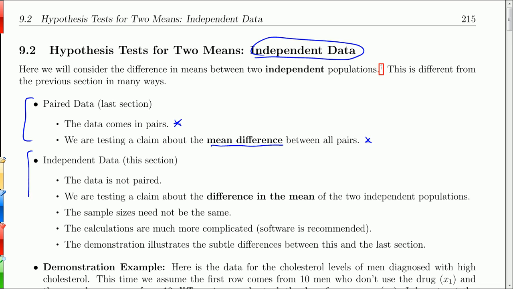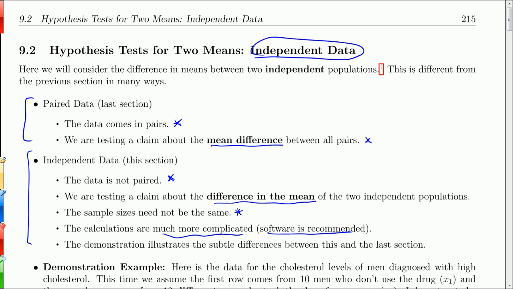In this section, independent data, the data is not paired. We are testing a claim about a difference in the means, and that's different than the mean difference. We're getting the means from two independent populations and testing for a difference in those means. In the last section, the sample sizes were basically the same, the before and after type of scenario, but the sample sizes do not need to be the same. The calculations are much more complicated, and software is recommended.